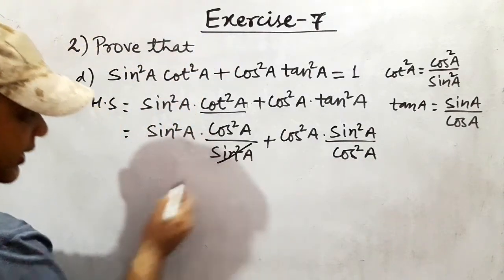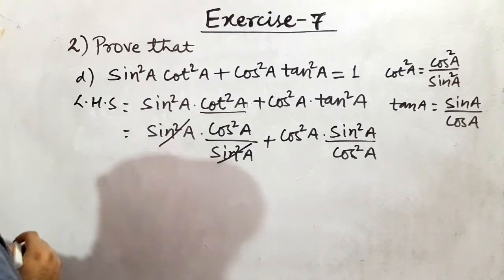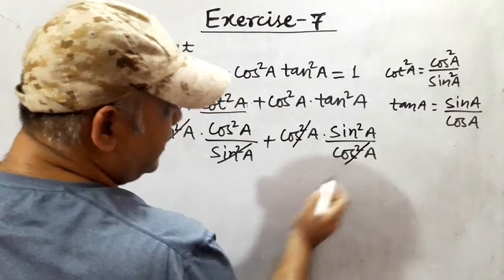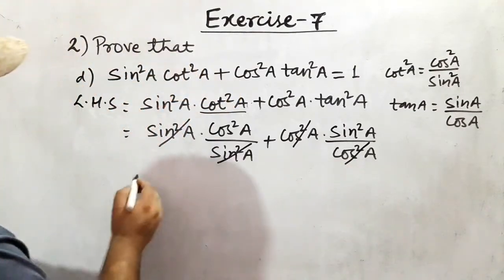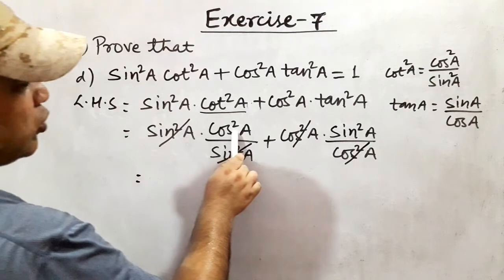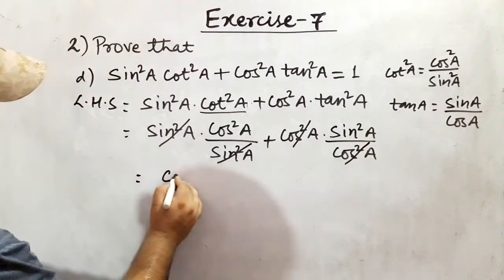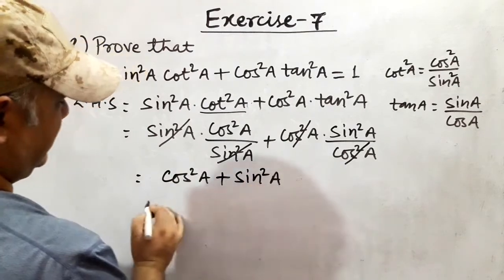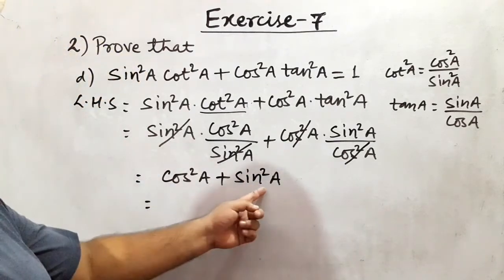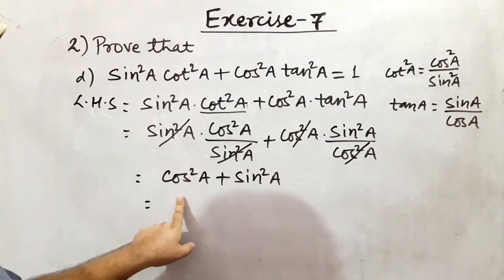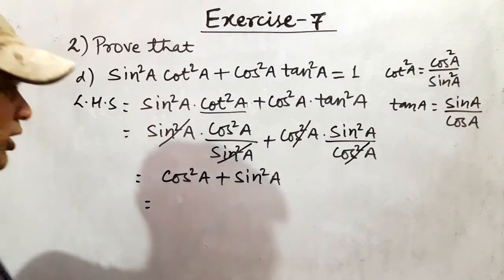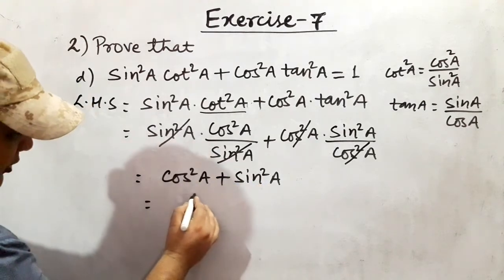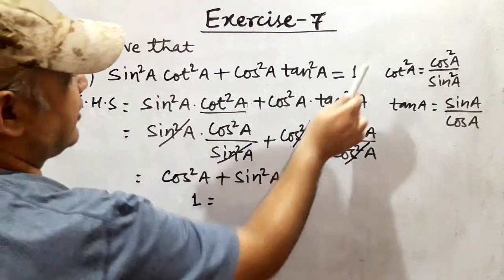So this sin square A and this sin square A in the denominator and numerator, they get cancelled. Similarly, this cos square A and this cos square A in the numerator and denominator, they get cancelled. We have the remaining terms cos square a and sin square a. So cos square a plus sin square a. We know that sin square a plus cos square a equals to 1 from Pythagorean relation. So cos square a plus sin square a or sin square a plus cos square a, they are the same thing, their result is 1, which is the right hand side.